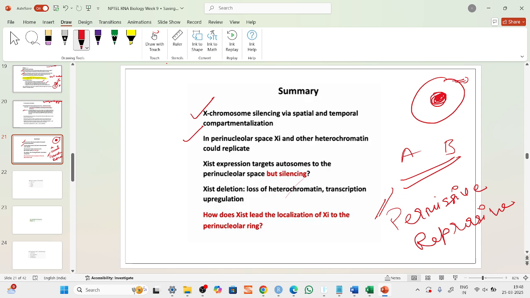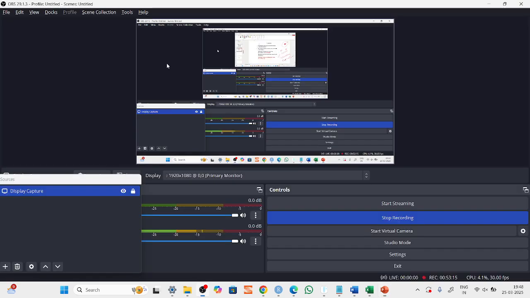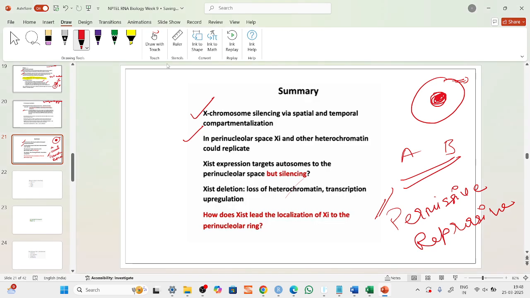Okay, with this we have completed the theory. Now we'll move to the questions related to this particular topic. I hope that up till now the theory was clear to you. I have tried to explain it because this lecture is mostly about X chromosome inactivation, how it takes place. Since we are studying RNA biology, what is the role of RNA in X chromosome inactivation?